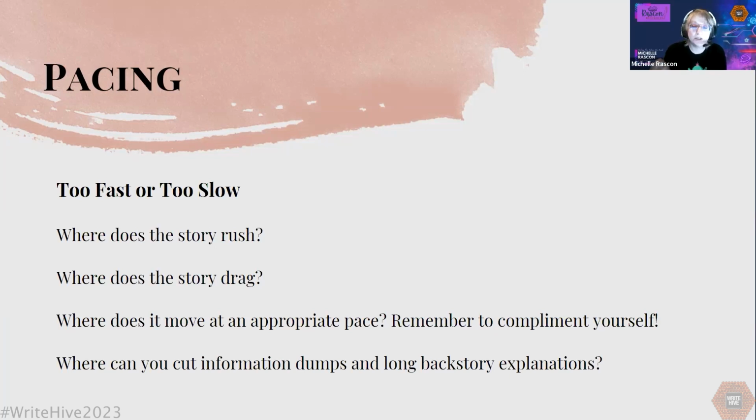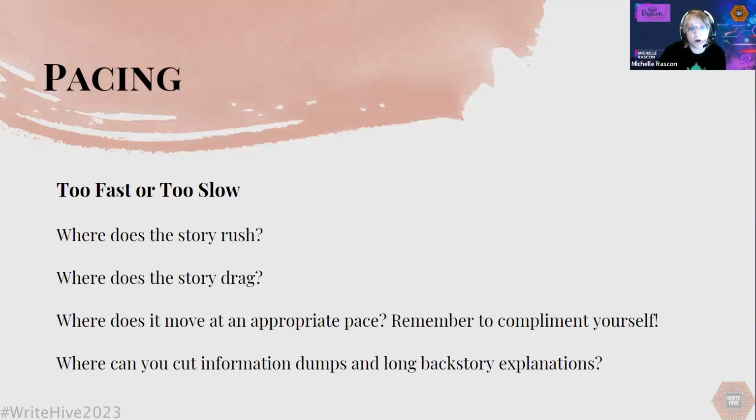And then also, you need to remember to compliment yourself. So you want to make sure that you're marking the spots that you're going at an appropriate pace. Like if you're reading a scene and you're just like, oh, the scene is so good. Like I am hitting everything. I've got an awesome beginning. I've got the middle part here. It all makes sense. And then I've got a cool cliffhanger ending. Mark that scene, mark the pacing, mark everything in that scene. Like, you did so good here. Do this everywhere. And then finally for pacing, where can you cut information dumps and long backstory explanations?